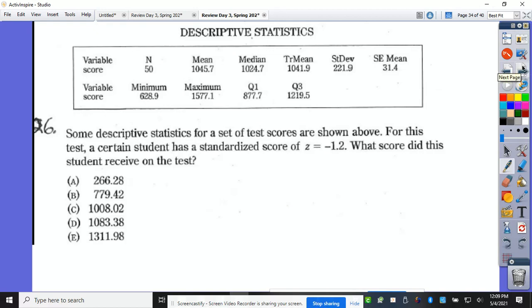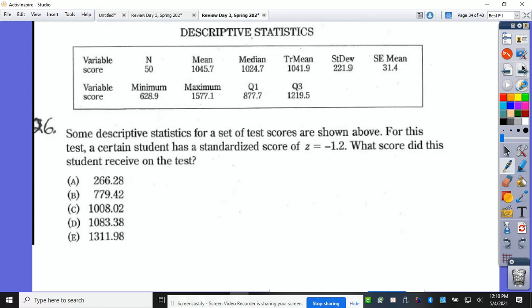26. Just looking at this really quick. Standardized score of negative 1.2, which means I am what in relation to the what? If I have a z-score of a negative number, that means I am what from the what? What does it mean to be negative?